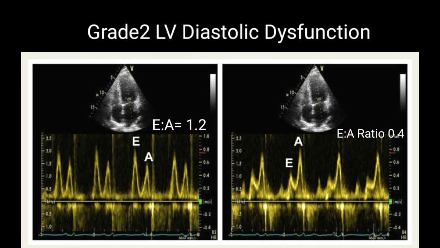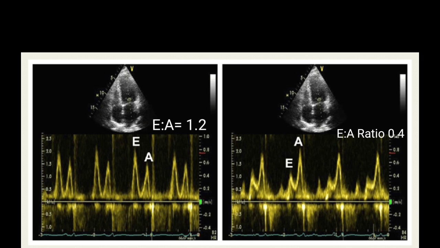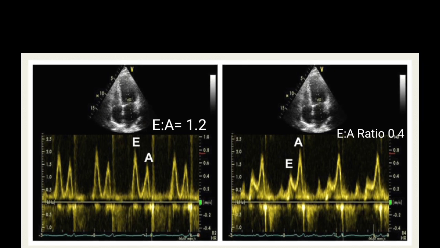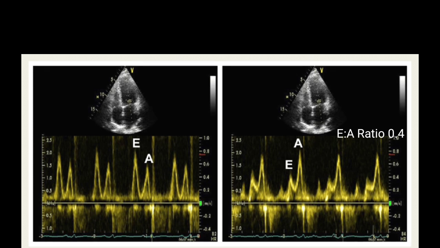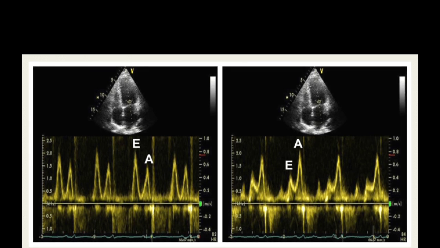So if we find a spectrum with EA ratio less than 0.8, then it points towards grade 1 diastolic dysfunction. But if it is normal, it is greater than 0.8, then we should do Valsalva maneuver to evaluate the possibility of grade 2 diastolic dysfunction.